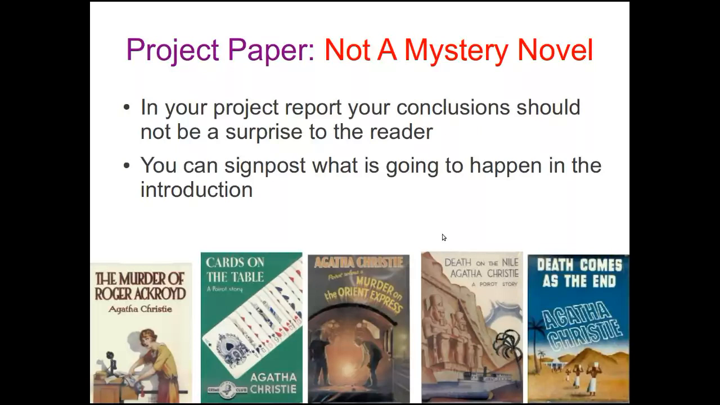You can also, and it's quite legitimate, signpost what is going to happen in the introduction. So if you were writing the murder of Roger Ackroyd as a final year project paper, in the first page you would say who the villain was. Whoever had done Roger Ackroyd in would be signposted in the introduction. And that would be a perfectly legitimate thing to do, because there should be no surprises at the end in your final year project paper.